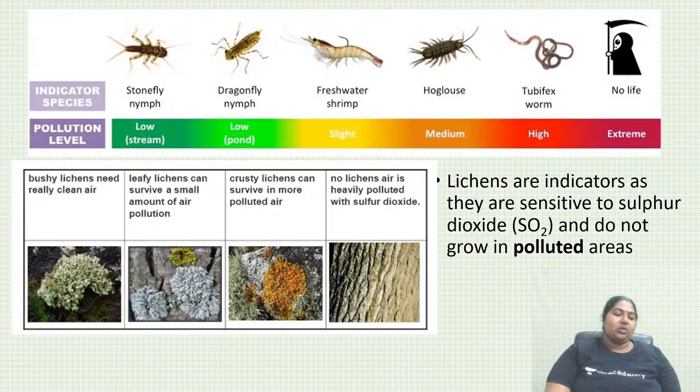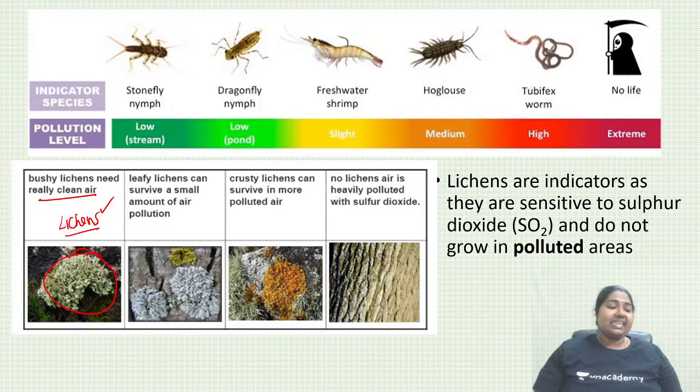Right, what about these lichens? These bushy lichens grow only in the jungle these days, because they need clean air. Even if a little bit of pollution is there, they cannot survive. But if a little pollution is there, you can see the leafy lichen. And if it is more polluted, you find crusty lichens. If there is heavy pollution, like in our cities, too much pollution, you don't find any lichens. Correct? So this is what is called an indicator species.